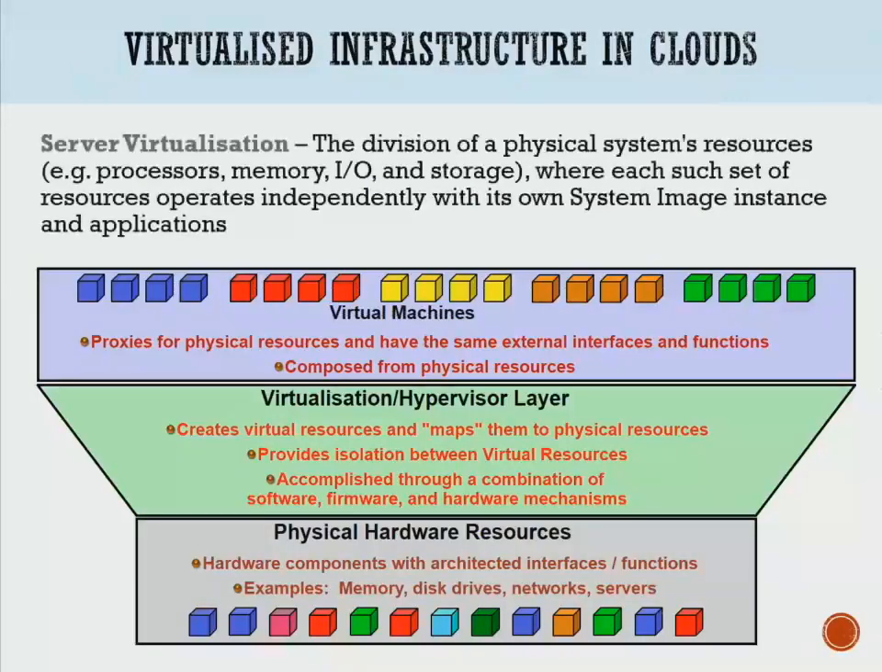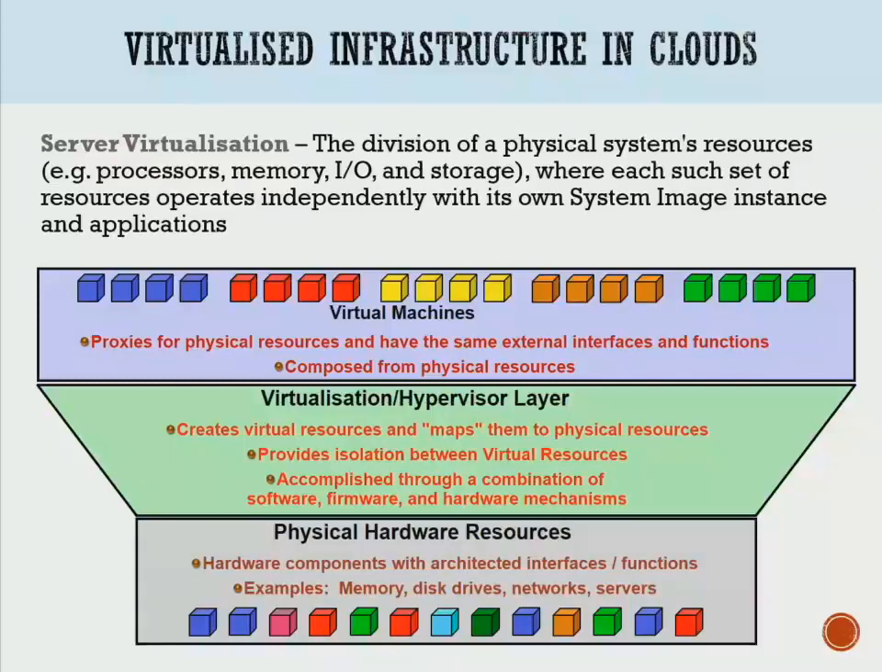So the first part is this kind of virtualization based on hypervisor, which leads to something called server virtualization, which is the division of a physical system's resources, processors, memory, I/O, where each set of resources operates in an independent way and can be shared across applications.